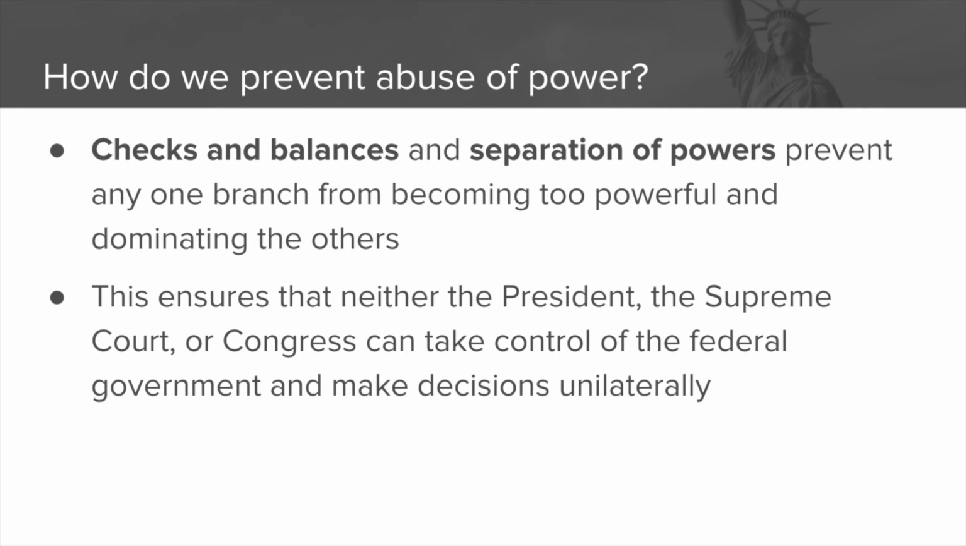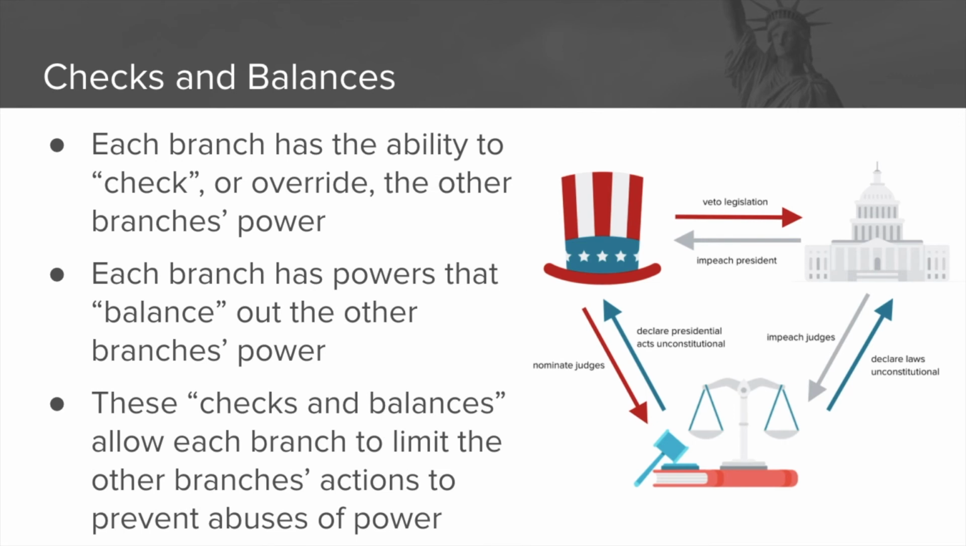So basically, the Constitution sets up a government with checks and balances and separation of powers. And those are two mechanisms that prevent any one branch from becoming extremely powerful and from dominating the other branches. So this ensures that the president, the Supreme Court, Congress, none of those branches of government or parts of our government can take control of the government and make decisions unilaterally without consulting with other branches of government. So it holds members of our government accountable to other members of our government to ensure that nobody is kind of going rogue and trying to become a dictator or a tyrant like the colonists experienced under the King of England. So I'm just going to get into each of these checks and balances and separation of powers a little bit more so you understand exactly what they mean.